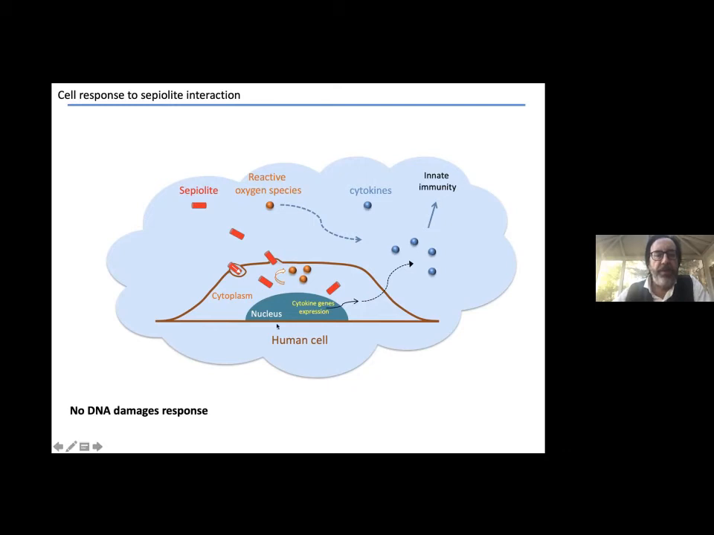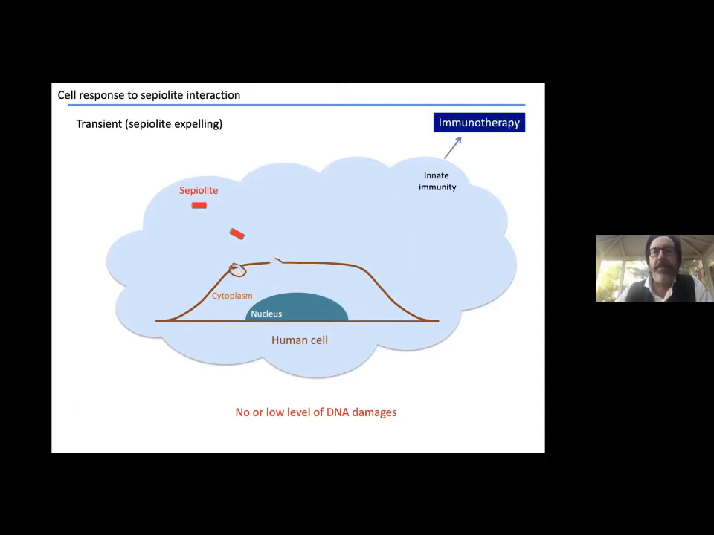But we do not have any evidence that there is direct DNA damage because there is no DNA damage response. So this suggests that there is no or very low level of DNA damage. And because sepiolite can be rejected by the cell, this response should be very transient. And maybe we can expect to exploit this to increase the efficiency of immunotherapy.